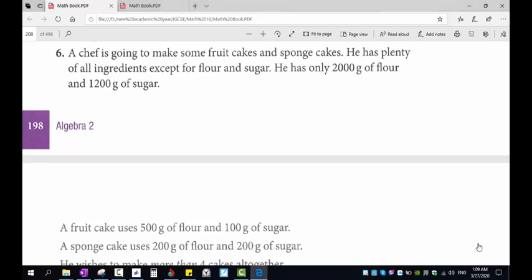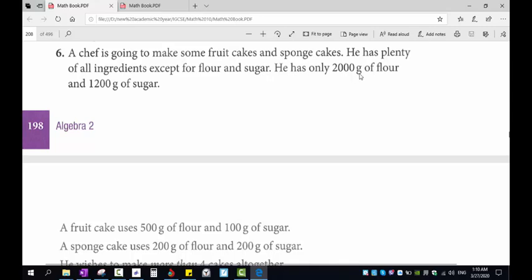Question 6. It looks like one of the confusing questions in this set. So let's do question 6. Firstly, let's understand what it's about. A chef is going to make some fruit cakes and sponge cakes. He has plenty of all ingredients except for flour and sugar.